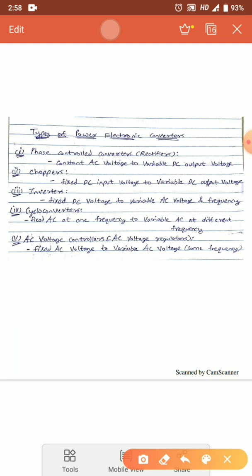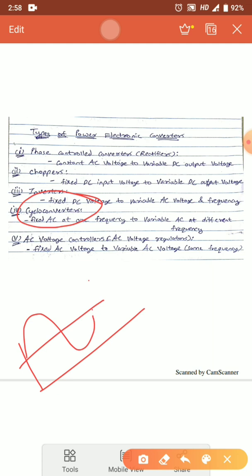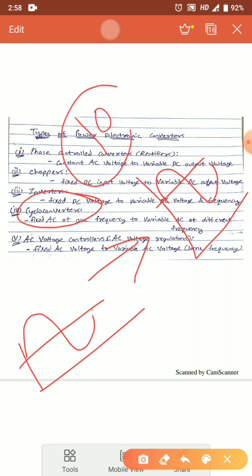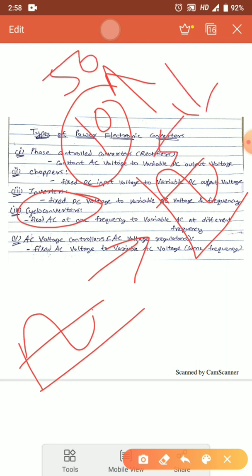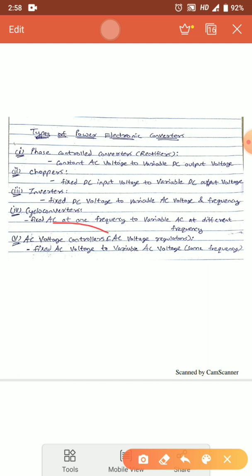The fourth type of converter that I have is called cycloconverters. In cycloconverters also, I'll be having a fixed AC. I'll be converting this into an AC, but the frequency will be changed. That is, for example, if I have 10 Hertz frequency, I can increase that to 50 Hertz or I can decrease that to 5 Hertz as well. What I will do is change the frequency of the AC quantity that I am getting in the output.